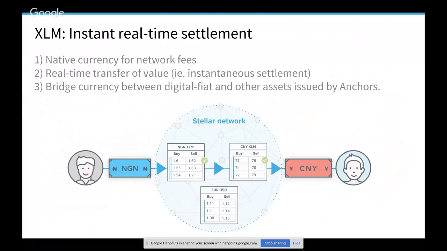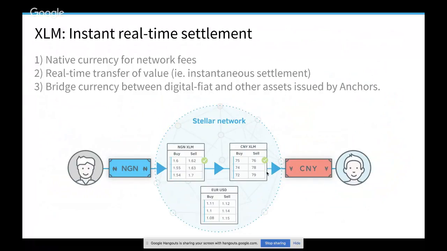And so lumens can act as a bridge currency, meaning as long as your Nigerian naira are traded against lumens and your Chinese yuan are traded against lumens, you can execute a transaction that moves from Nigerian naira to Chinese yuan by taking two different orders, a Nigerian naira to XLM order, and then an XLM to Chinese yuan order.